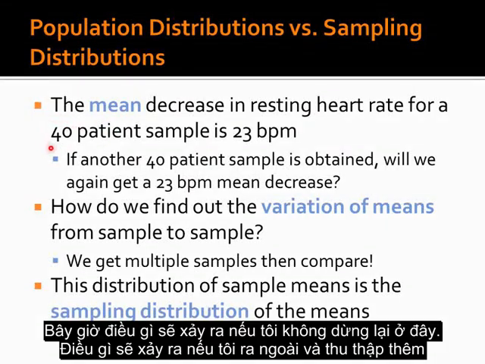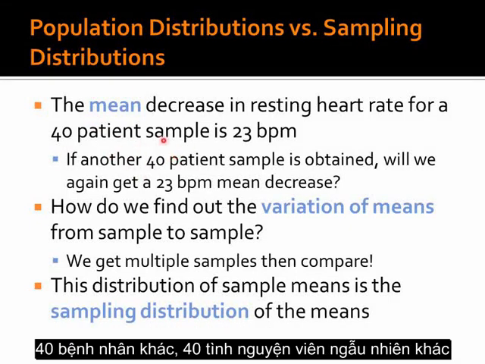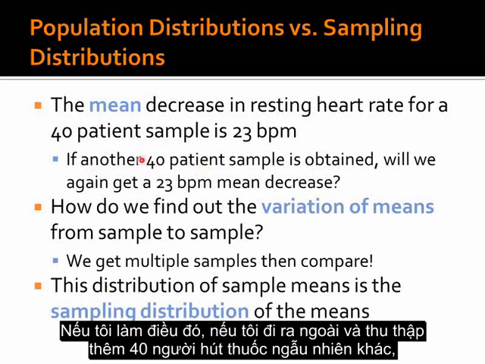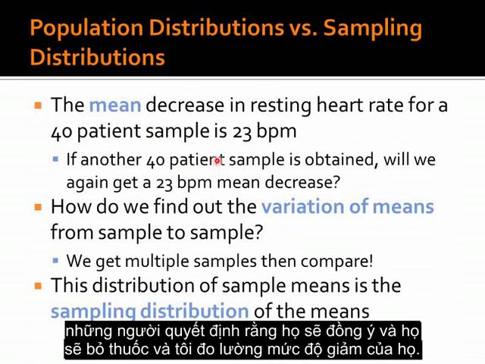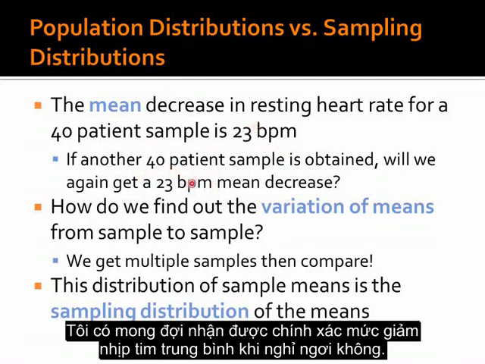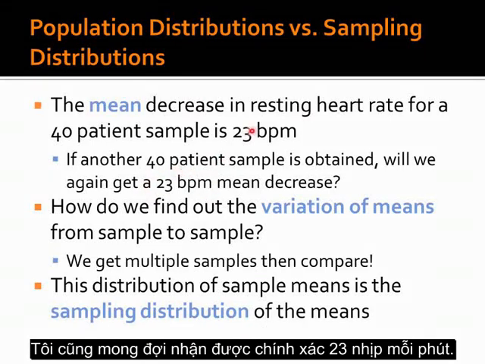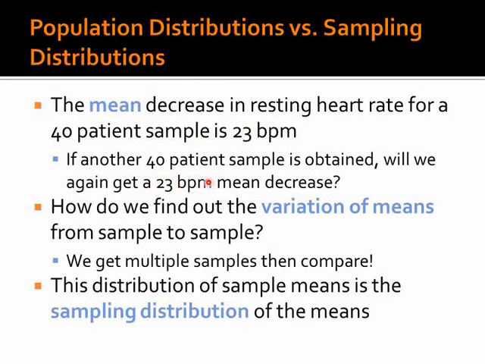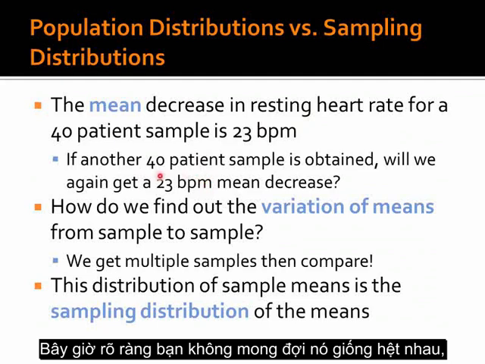Now what happens if I don't stop here? What happens if I go out and collect another 40 patients, another random 40 volunteers, right? If I go out and collect another 40 random smokers who agree to quit smoking, and I measure their decrease, do I expect to get exactly the same mean decrease in resting heart rate? Do I expect to get exactly 23 beats per minute as well?